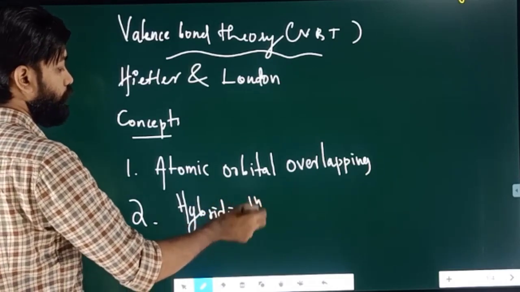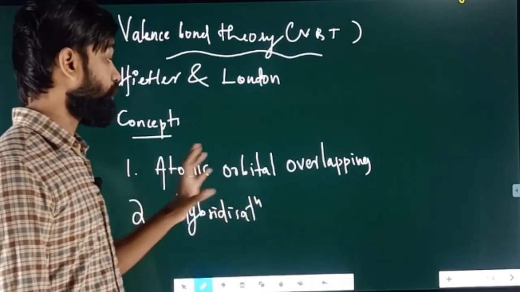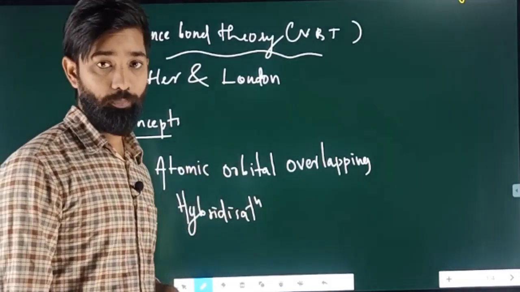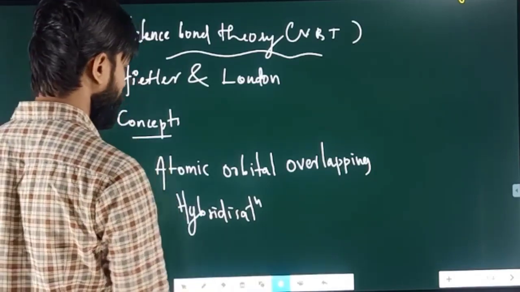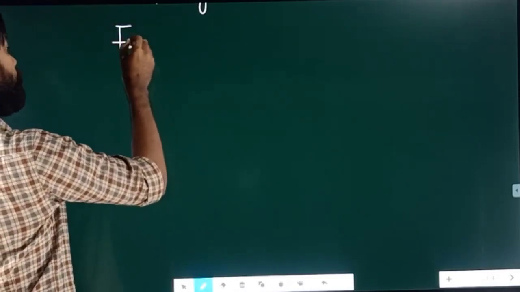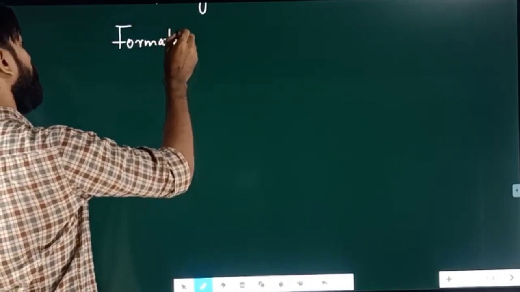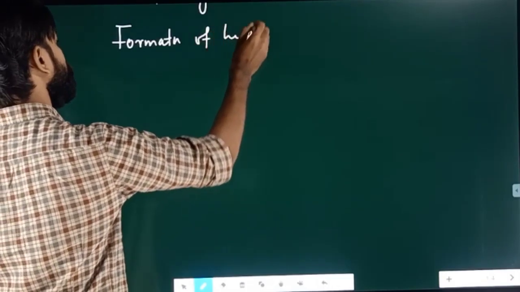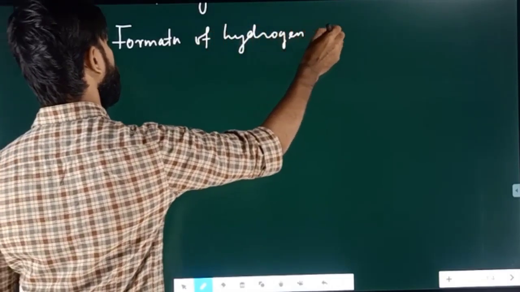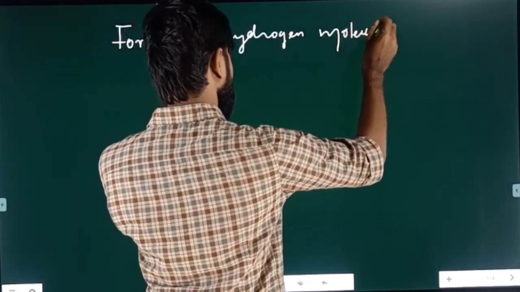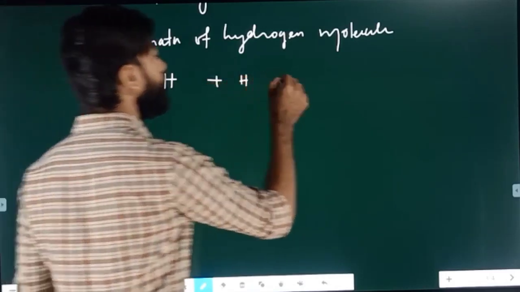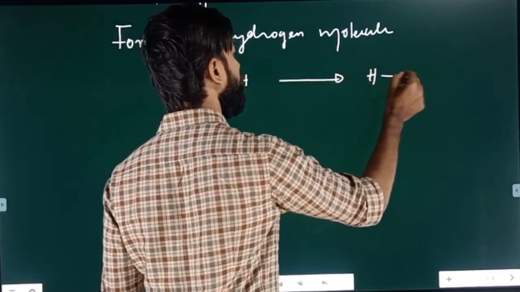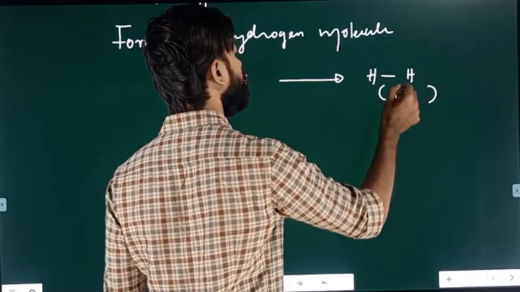First of all we have to discuss what atomic orbital overlapping is. Bonds are formed by the overlapping of atomic orbitals. For example, in your NCERT they explain the formation of the hydrogen molecule. We have two hydrogen atoms, H and H. They combine to form the molecule H2.